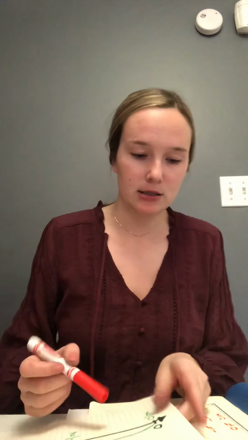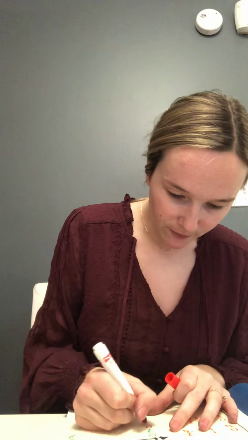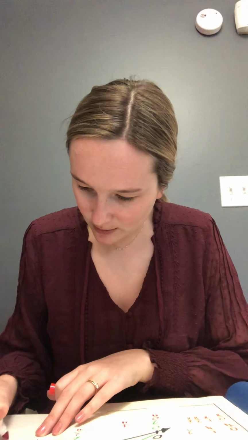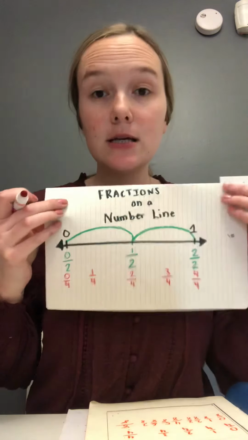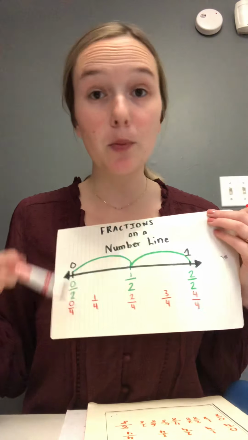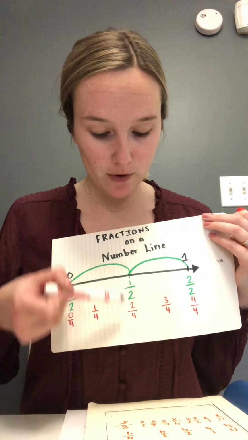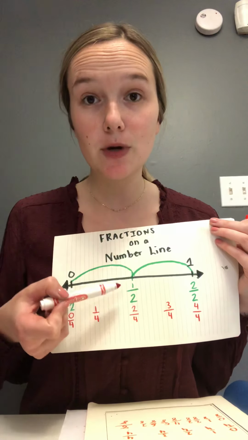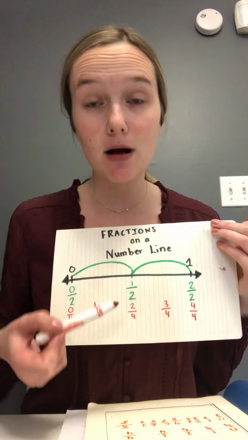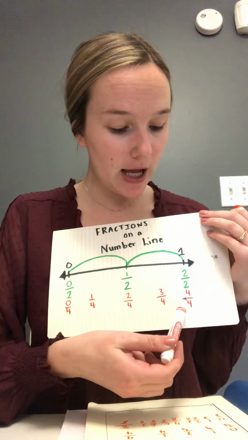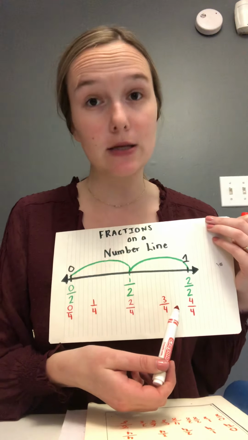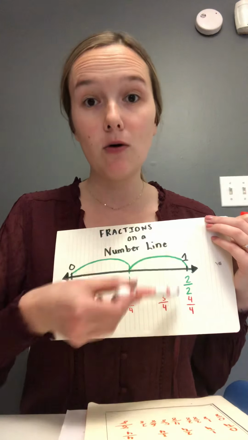So I'm gonna put 0 out of 4 by the 0. Okay, so we can see here that 0 out of 4 is going at the 0 because nothing was colored in. 1 out of 4 is going here. 2 out of 4 is going in the middle, right under 1 out of 2, because remember both of these mean half. It's right in the middle, it's half. Then 3 out of 4, and then 4 out of 4 is one whole pizza. The whole thing is covered, making it one whole number.